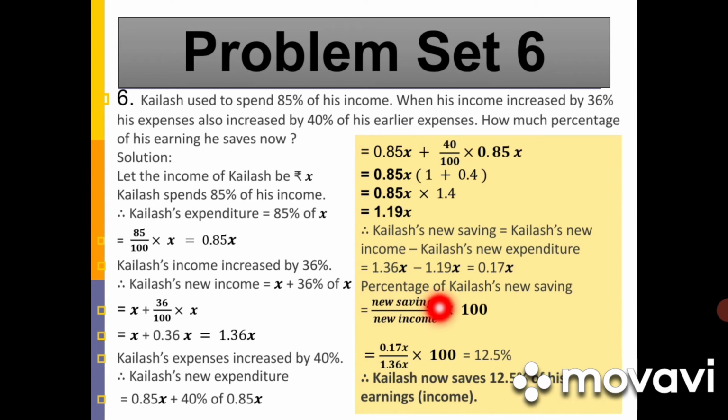The percentage of Kailash's new savings is equal to new savings upon new income into 100. This is equal to 0.17 into X upon 1.36 into X into 100, which is equal to 12.5%. Therefore, Kailash now saves 12.5% of his earnings, which is his income.